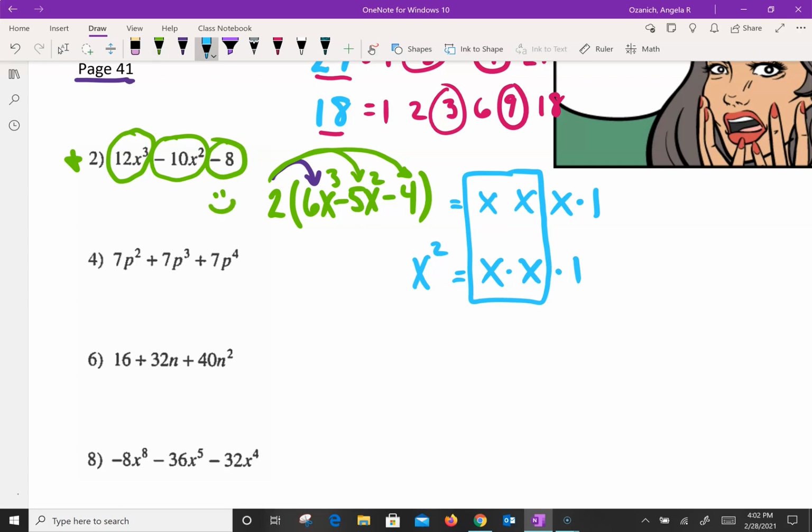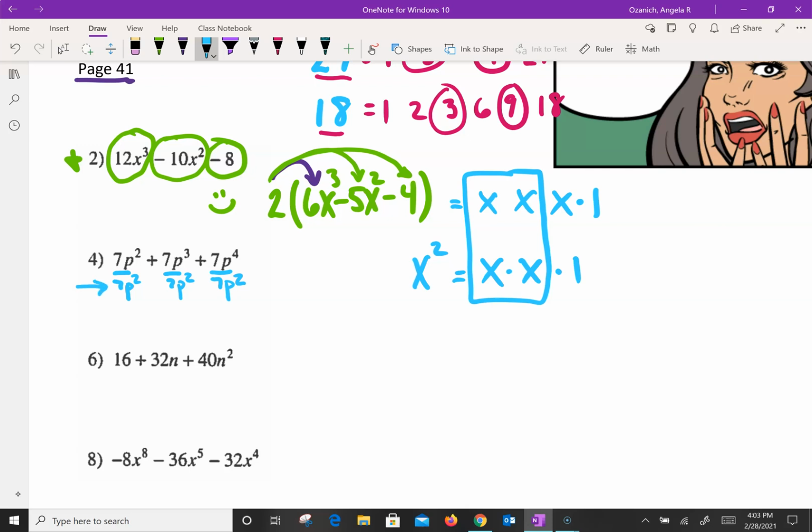Okay, let's try this next one. Something that is common to each of these terms. Oh, look at those 7s. A 7 there, a 7 there, a 7 there. So I'm going to divide a 7 out of each of those. Can I divide any number of this variable p here? There are 2 of them there, 3 of them here, 4 of them here. So it looks like I could at least divide a p squared out of each, right?